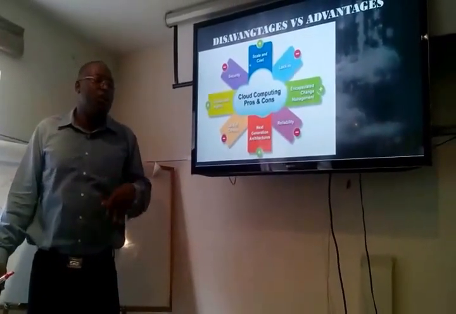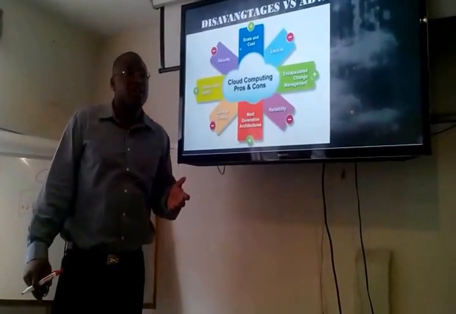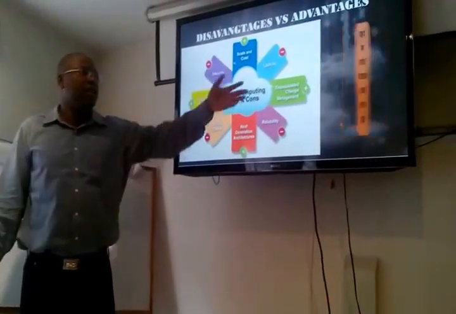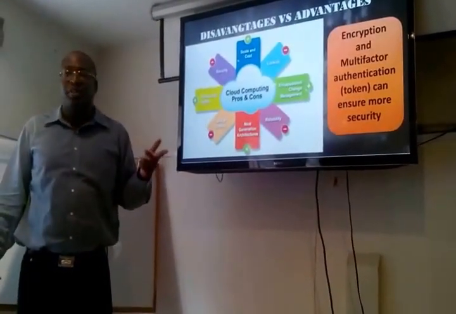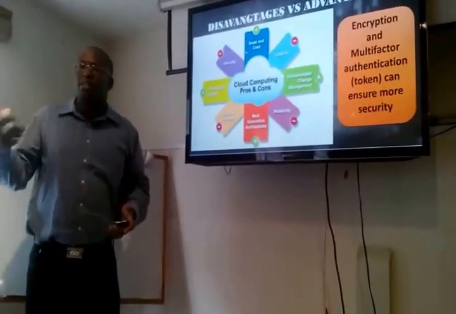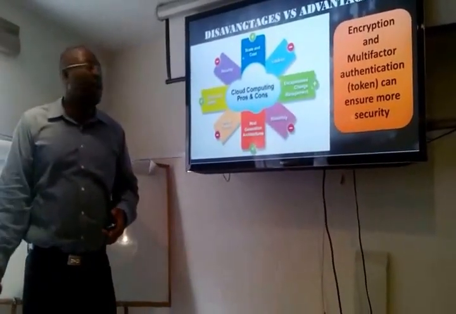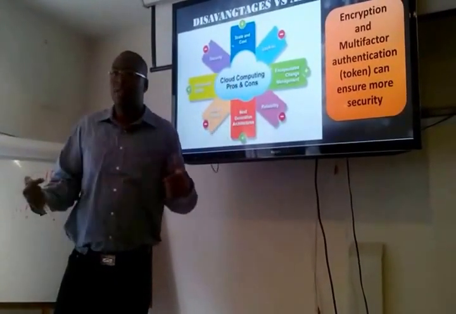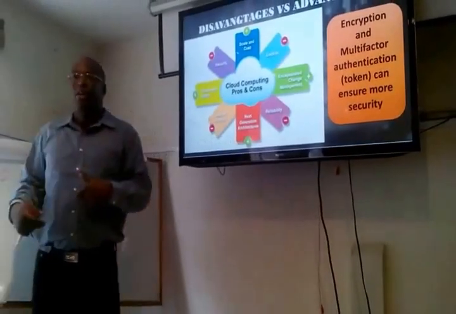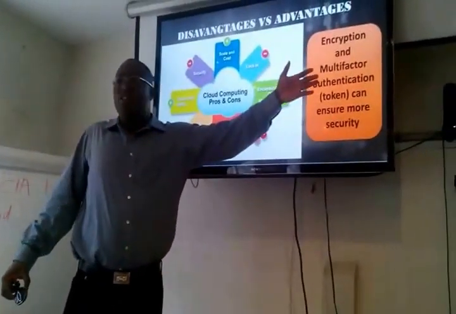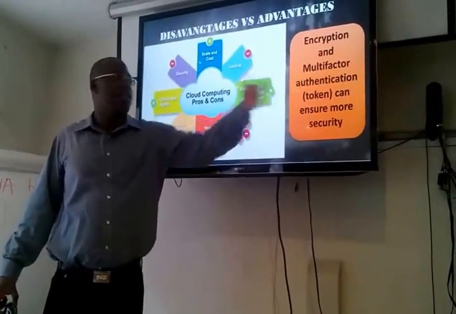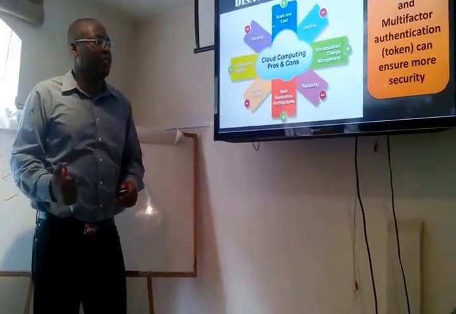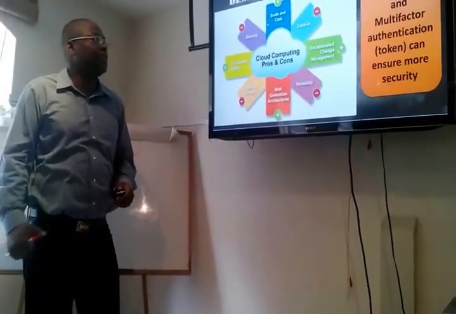At the end of the day, what you can do to avoid all the disadvantages is encryption and multi-factor authentication. For example, to access the data, you might have to put a token on the laptop and then encrypt the data that is going between the server company and your system. So this can be a solution to avoid security problems. A multi-factor authentication like a token, and encryption.